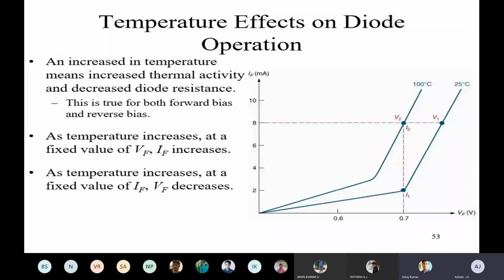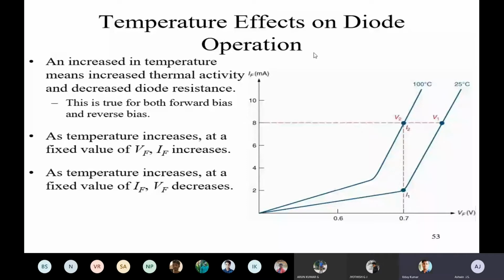Okay. So can you see the screen? Temperature effect on diode operation. Yeah. So here one graph is there. What is that graph? I think you know it. Already we discussed this. It's a forward bias characteristic.